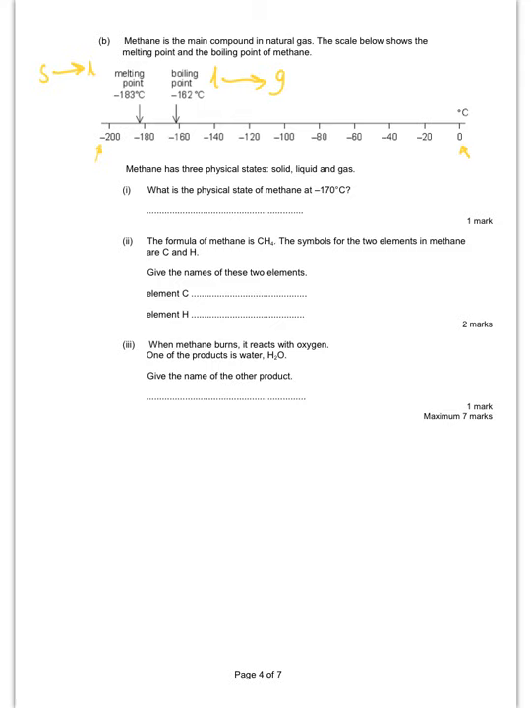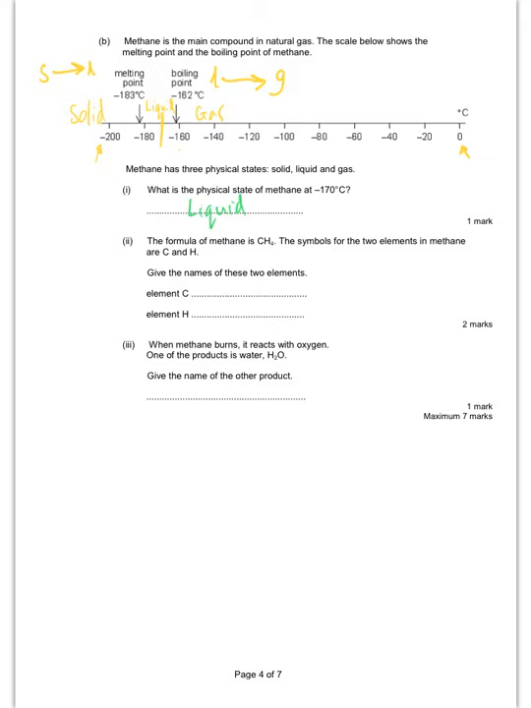So we have to find that. That's minus 160 is here and minus 180 is here, so minus 170 is between the two, like that. Now remember that the melting point is a temperature that something turns into a liquid from a solid. So colder than the melting point, it will be a solid. Above the melting point, it will have melted and turned into a liquid. And then above the boiling point, it will have turned into a gas. And so because minus 170 is between the melting point and the boiling point, it will be a liquid.